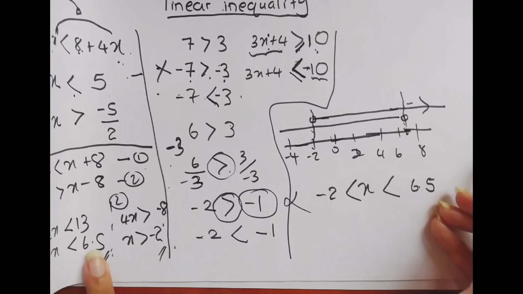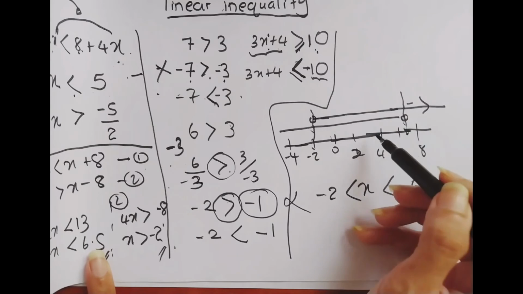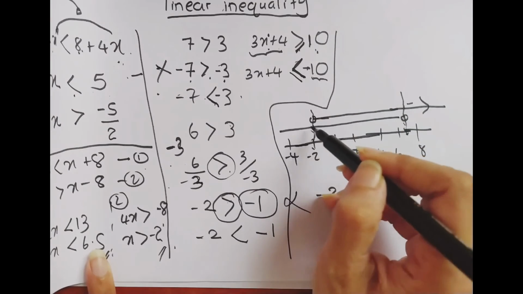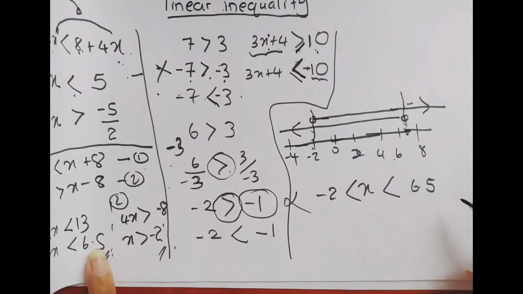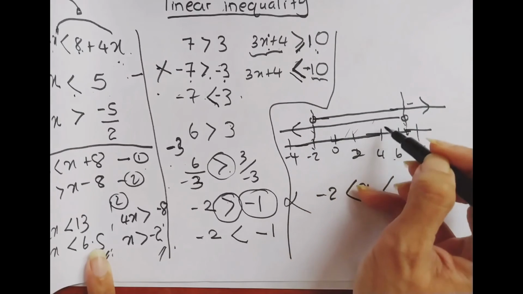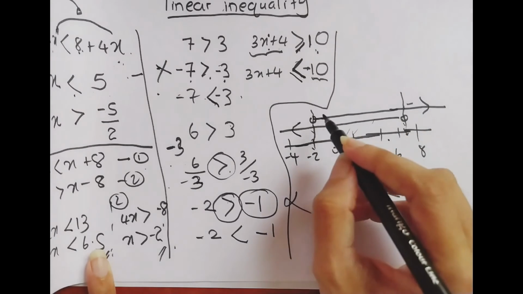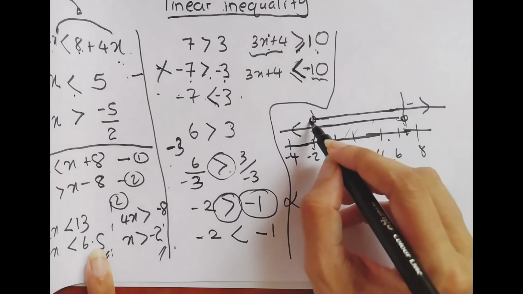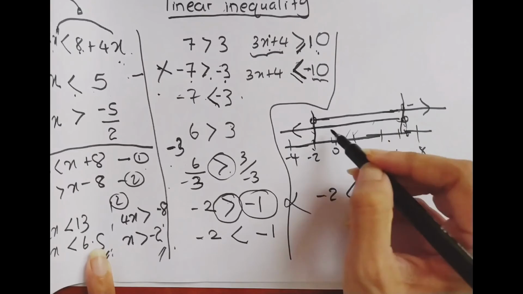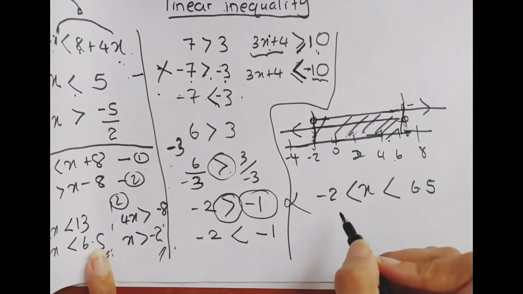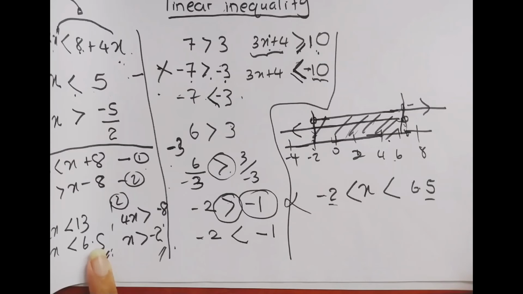And then x is less than 6.5. So here you can see 6, 4, 2. So this is in the decreasing order. So the decreasing direction is this way. So you will get the most common part for both of these. This area is common for both of these. Therefore, the range is between this and this.